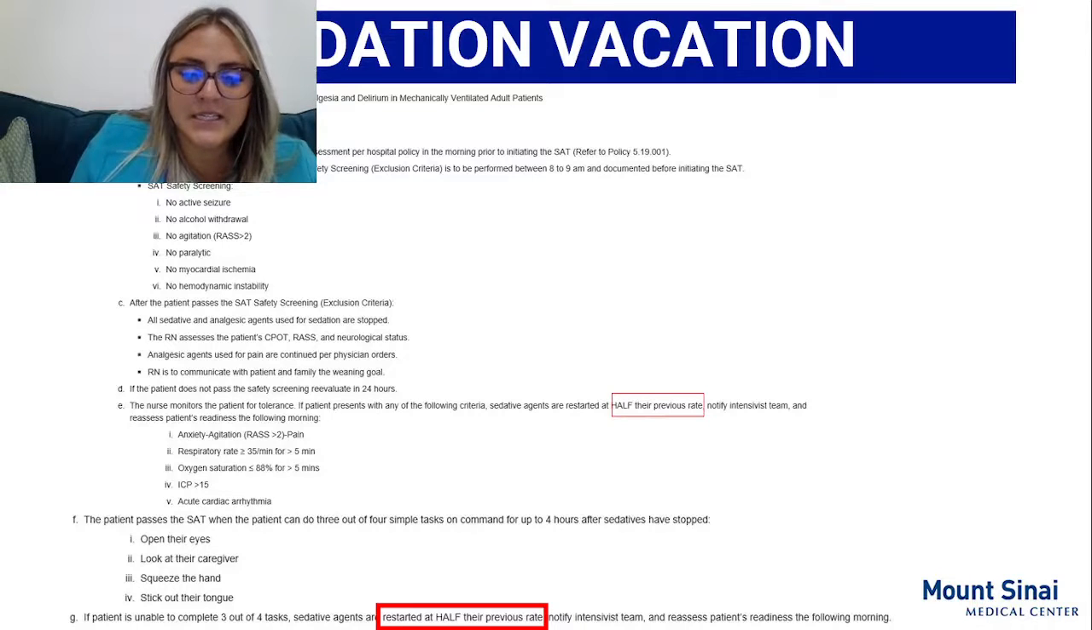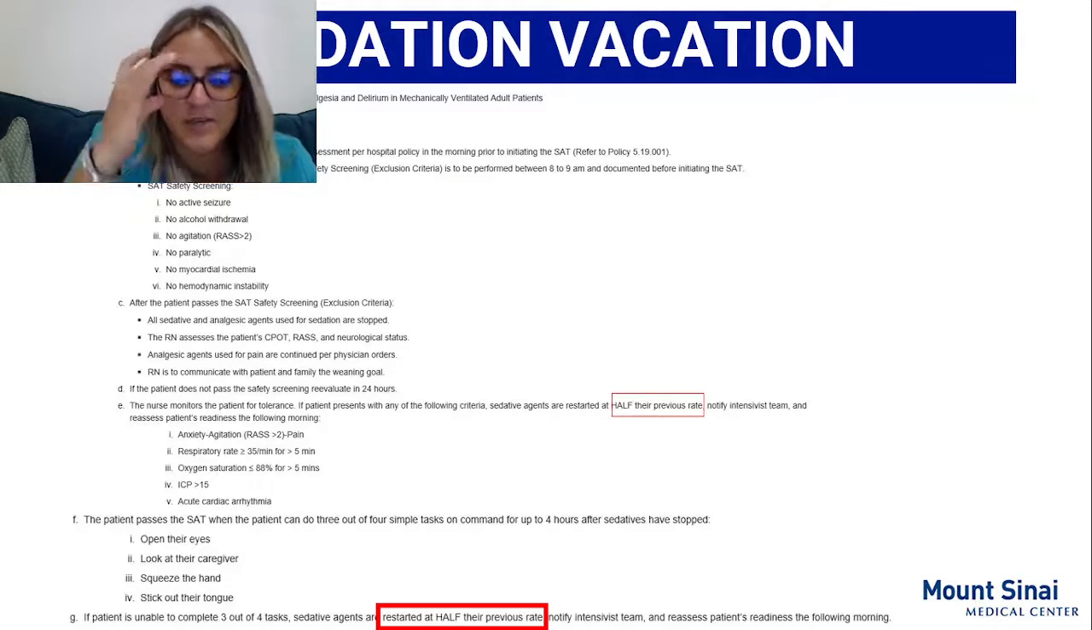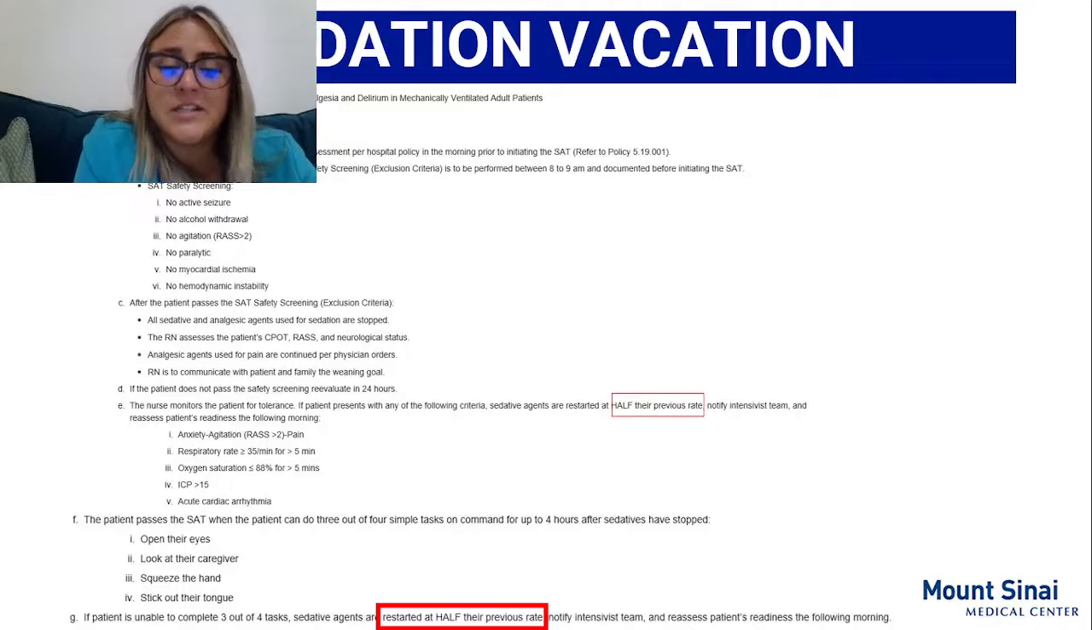Here is a sedation vacation protocol that Mount Sinai Medical Center uses daily to assess their patient status. If the patient passes the screening that determines he or she is eligible for spontaneous awakening, they stop the sedation, and if the patient presents with any of the criteria indicating intolerance, they restart the patient at half their previous rate. This allows the patient to receive therapeutic benefits of the sedation and also be assessed at a lower sedation.